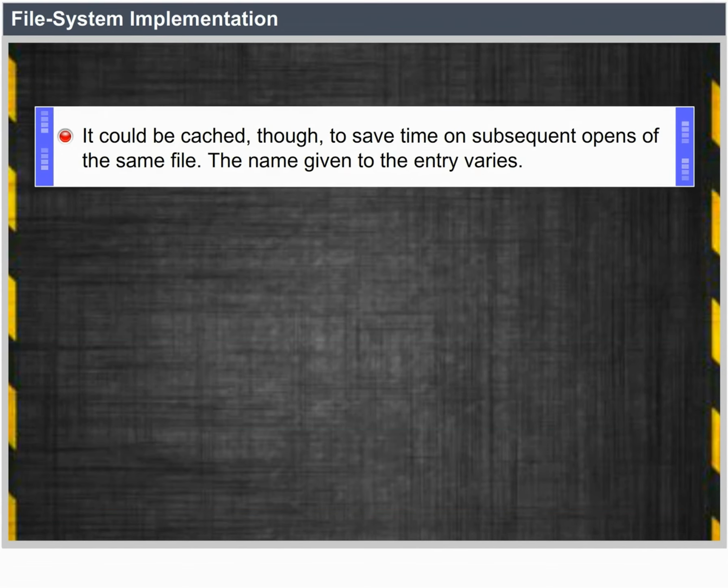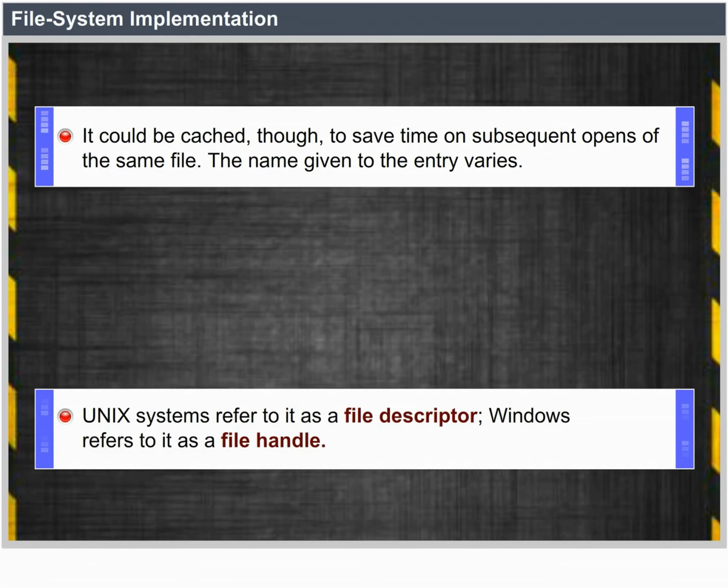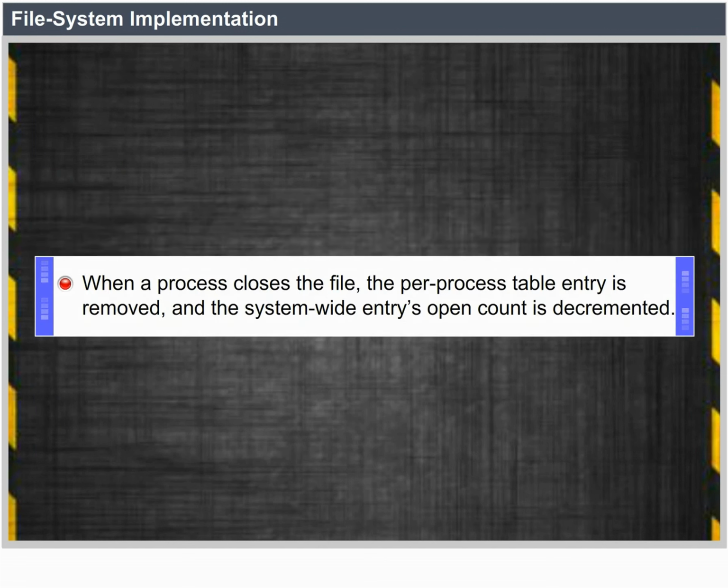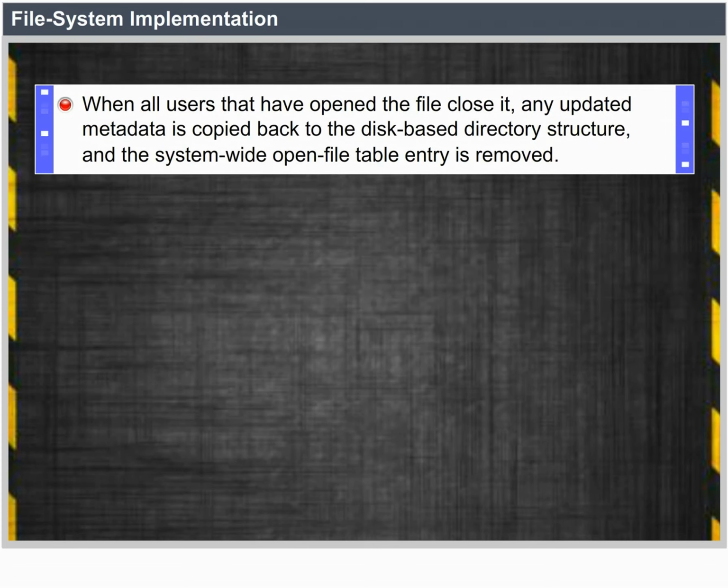The name given to the entry varies. Unix systems refer to it as a file descriptor. Windows refers to it as a file handle. When a process closes the file, the per process table entry is removed and the system-wide entry's open count is decremented. When all users that have opened the file close it, any updated metadata is copied back to the disk-based directory structure and the system-wide open file table entry is removed.